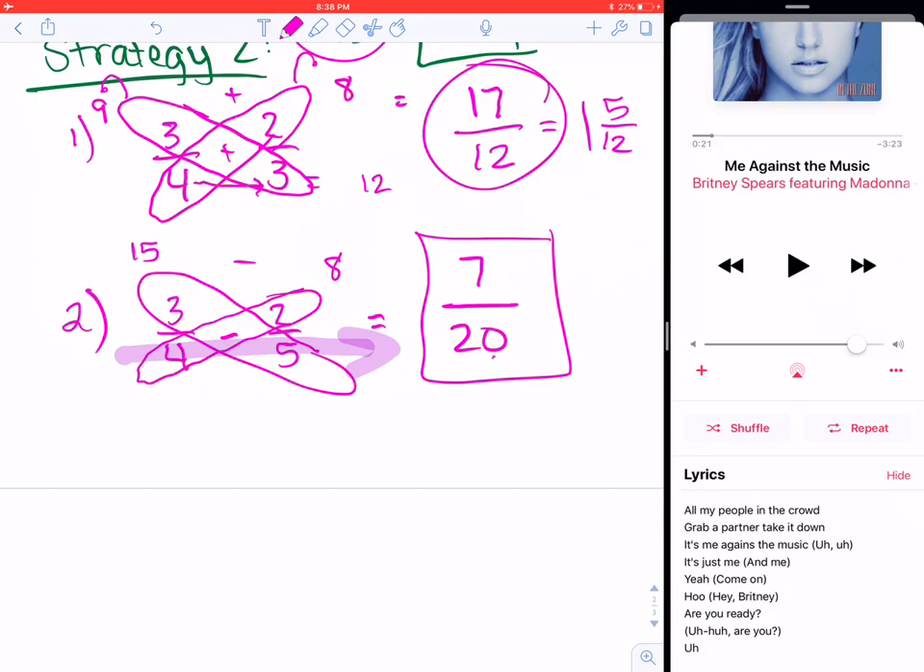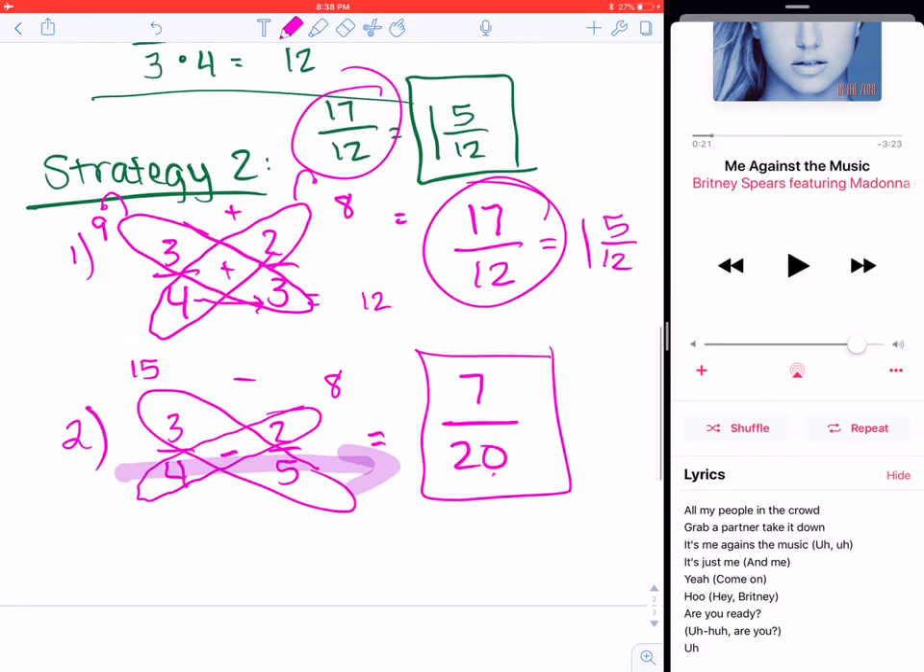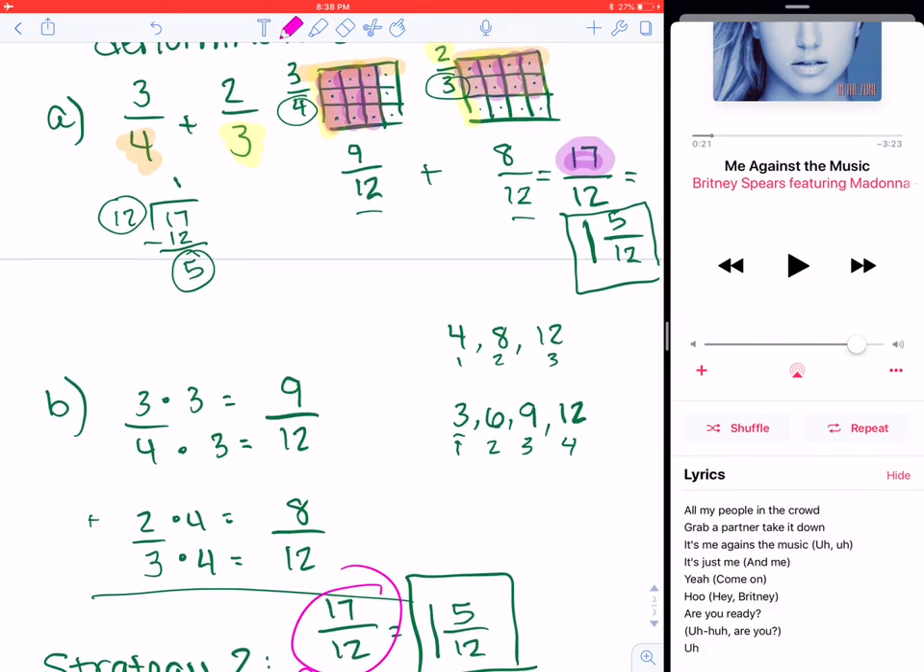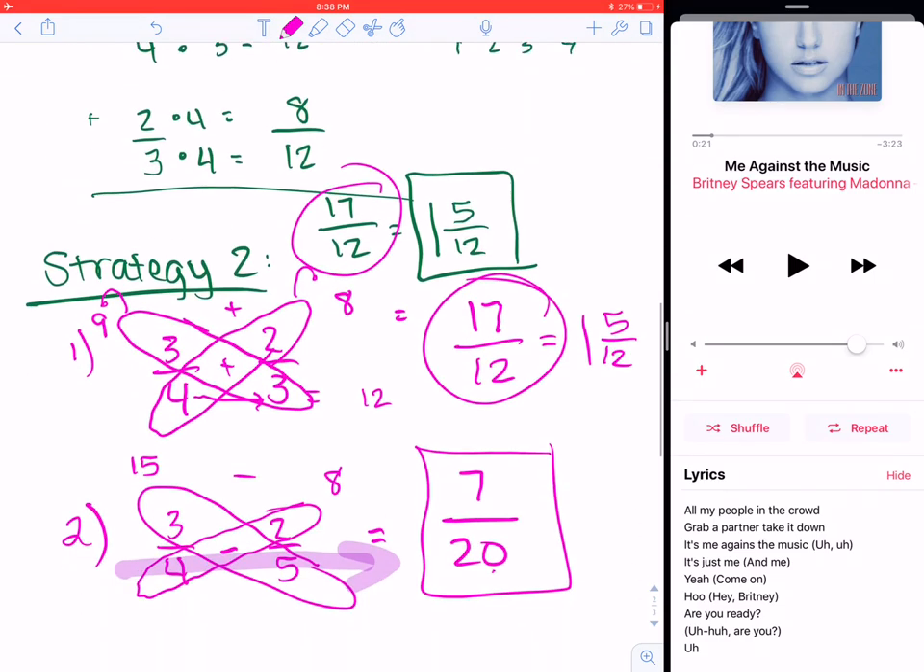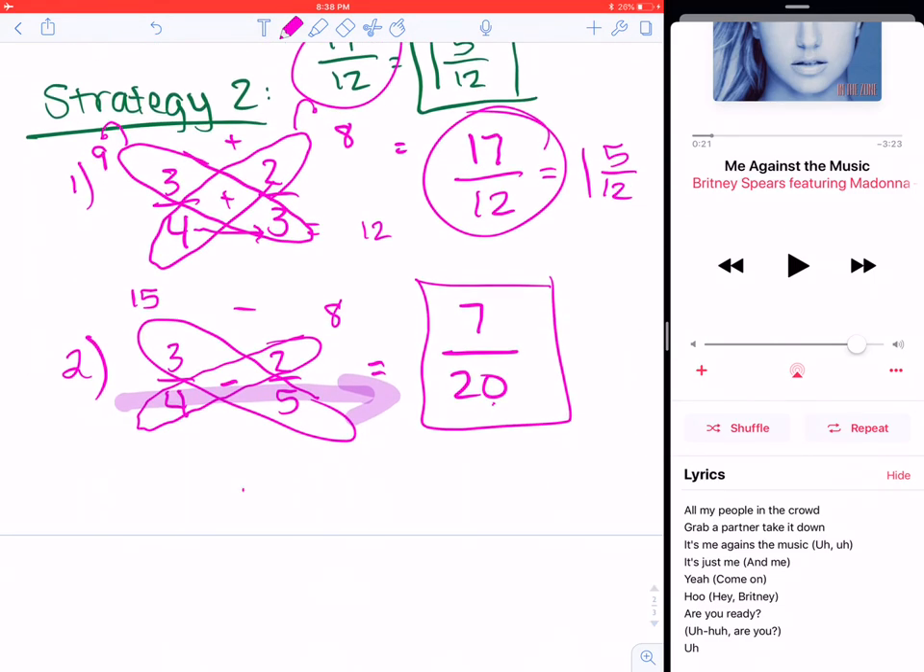All right, there are your strategies. You have 2 ways to find common denominators to solve, or you have the butterfly strategy. So go ahead and play, pause, and repeat as you need to practice.